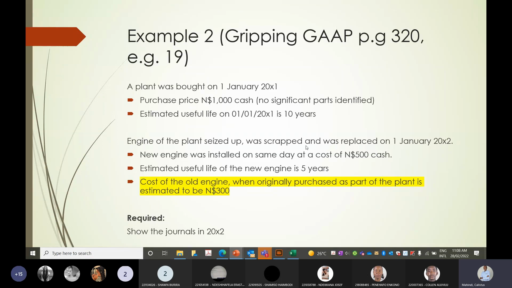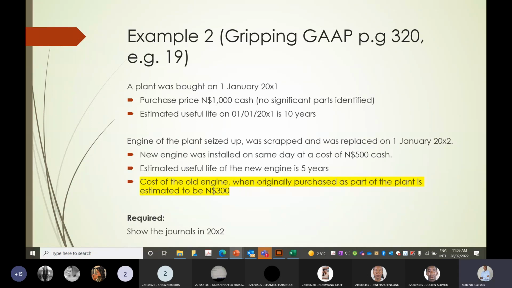The engine of the plant seized up and was scrapped, and replaced on 1st of January 20x2. All right, it was scrapped on that day and it was replaced on the same day. The new engine was installed on the same day at a cost of 500. The estimated useful life of the new engine is 5 years. And then the cost of the old engine when originally purchased as part of the plant is estimated to be 300.